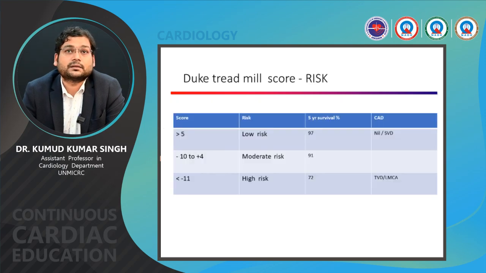So if the risk score is more than 5, it is low risk. If the score is minus 10 to plus 4, it is considered a moderate risk. If the score is less than minus 11, it is considered high risk.